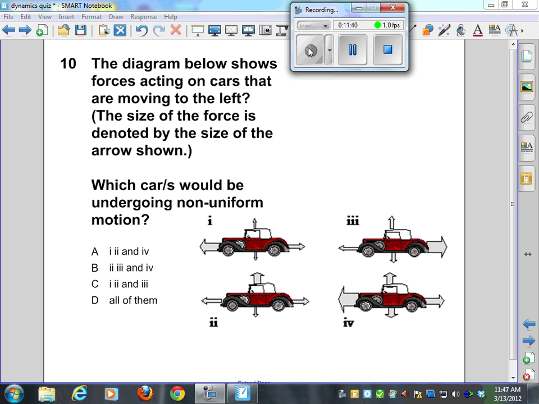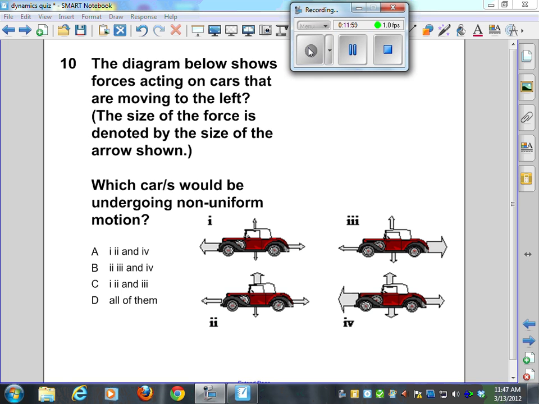Number 10. The diagram below shows forces acting on cars that are moving to the left. The size of the force is denoted by the size of the arrow shown. In other words, the bigger the arrow, the bigger the force. Which cars would be undergoing non-uniform motion? In other words, which cars would be either speeding up or slowing down?